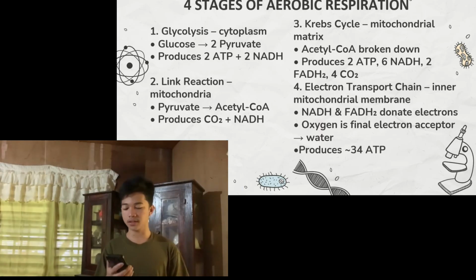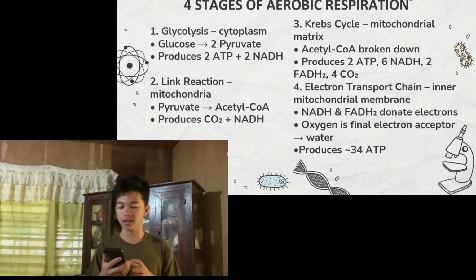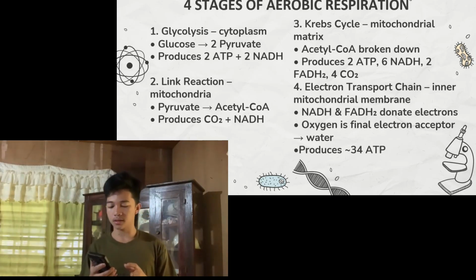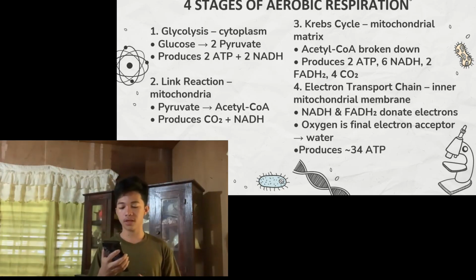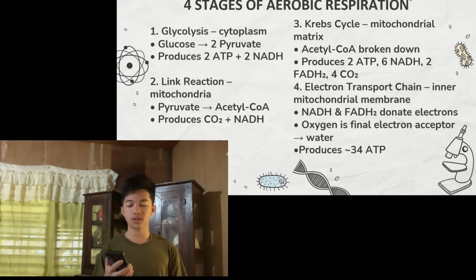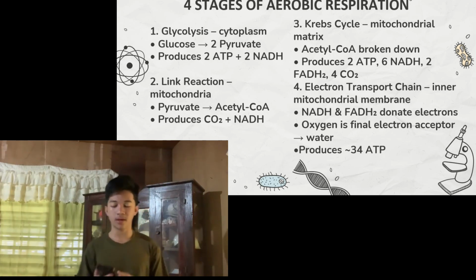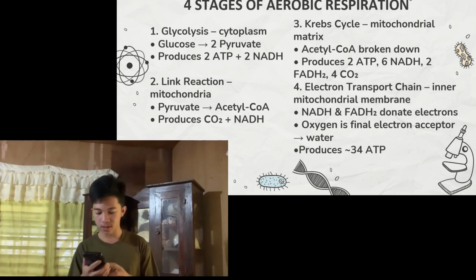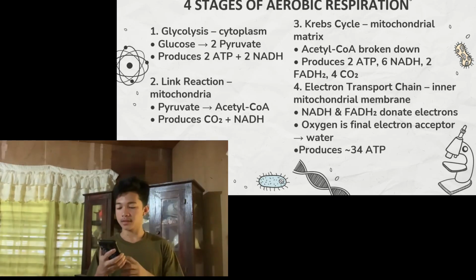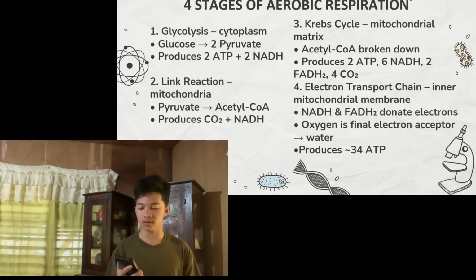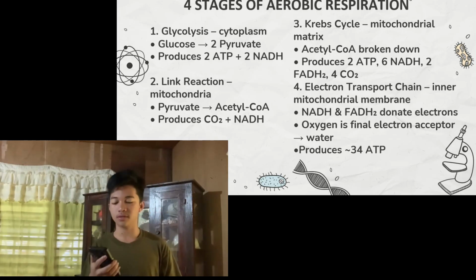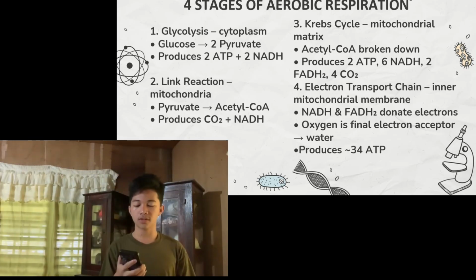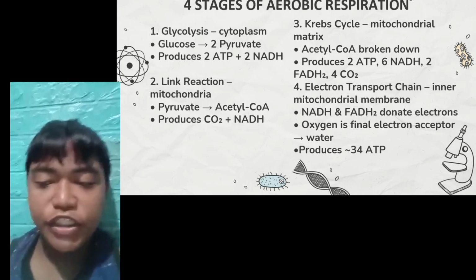So here's the third stage, which is the Krebs cycle. Acetyl-CoA broken down produces 2 ATP, 6 NADH, 2 FADH2, and 4 CO2. It happens in the mitochondrial matrix. So the Krebs cycle releases CO2 and makes more electron carriers, NADH and FADH2, which are fuel for the next stage, the electron transport chain.